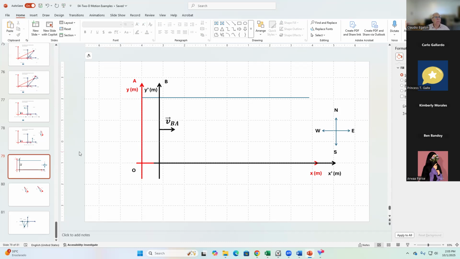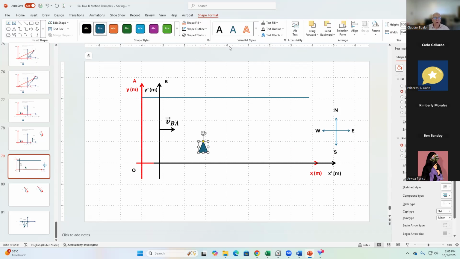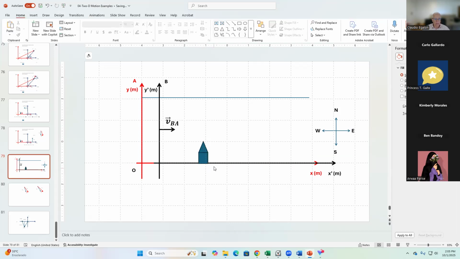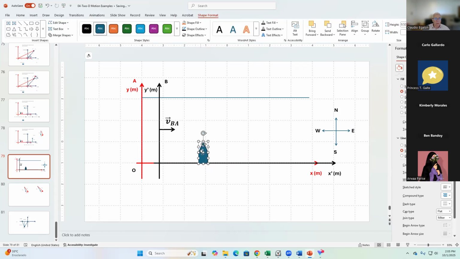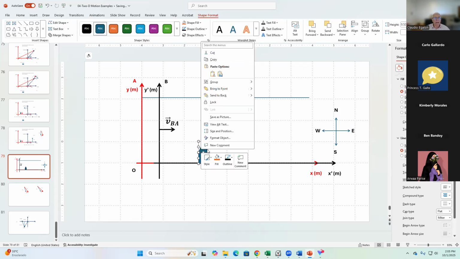Save it. Now I'm going to draw my boat. Here's my boat. I'm going to draw it as though it is a rocket ship. Here you go. My boat is right here.